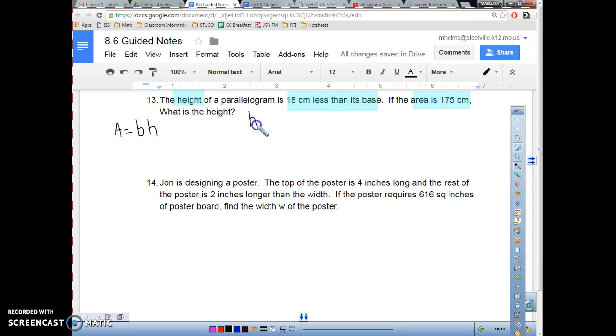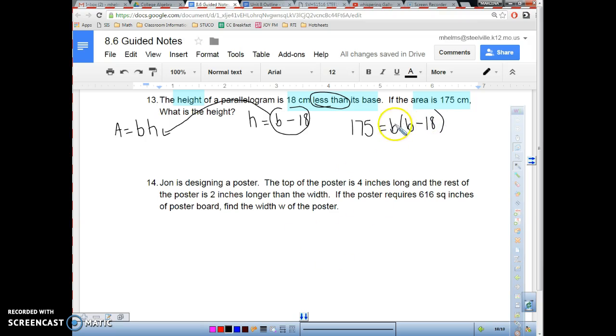and we know that the height is 18 centimeters less than, tricky word, than its base, so it's base minus 18. And it says our area is 175. Well, if we can substitute all of that into this formula here, we would have 175 is equal to b, my base, because I don't know that, but I do know my height. My height is b minus 18, so I can substitute that in for h. So b minus 18. So we can distribute here, and we get 175 is equal to b squared minus 18b.